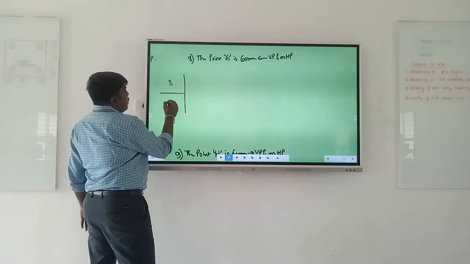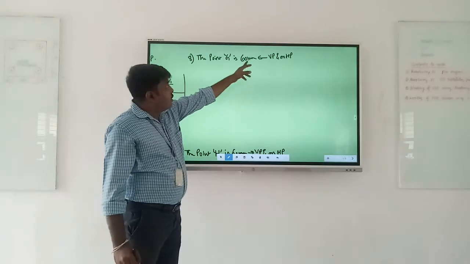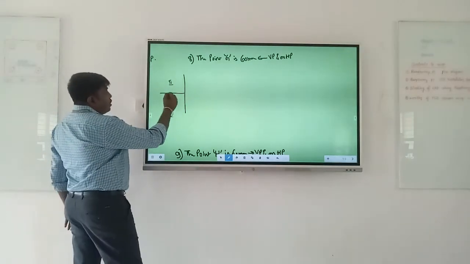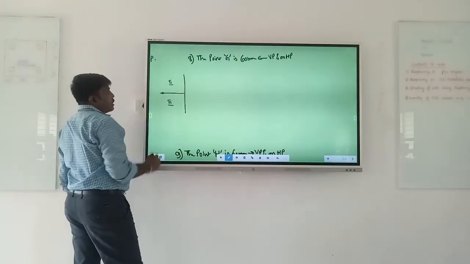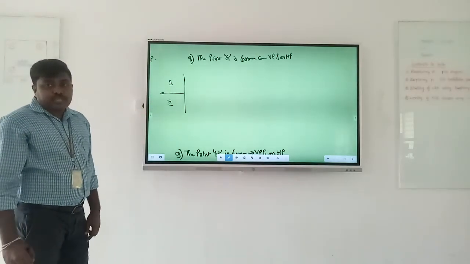You will get second quadrant and third quadrant. So how much mm behind? It is 60 mm behind. So from here, count 6 boxes, mark the object. That this is at a distance of 60 from XY.